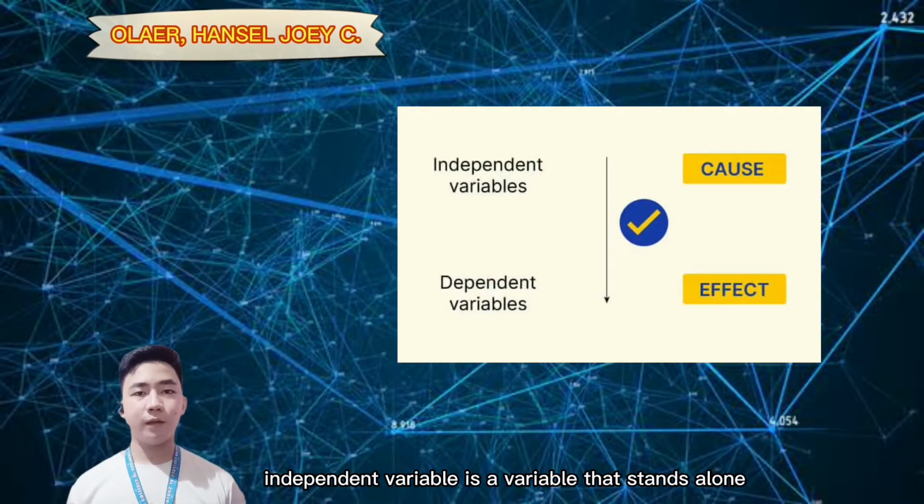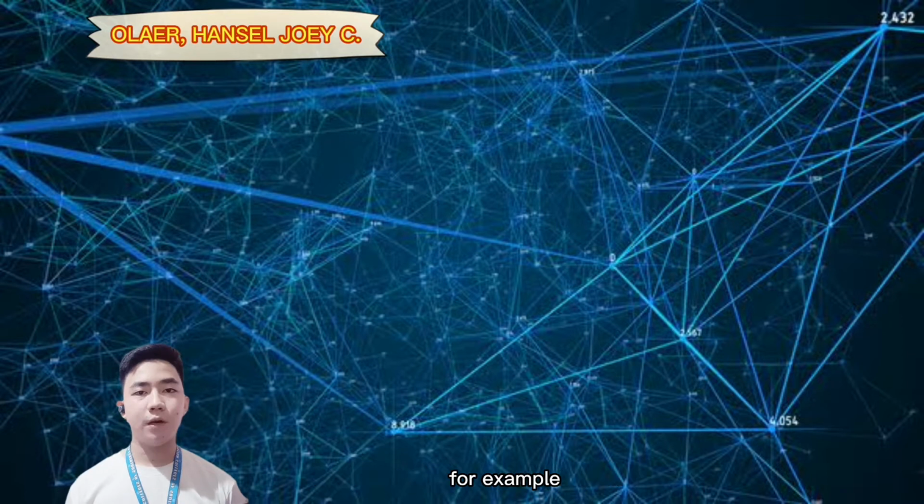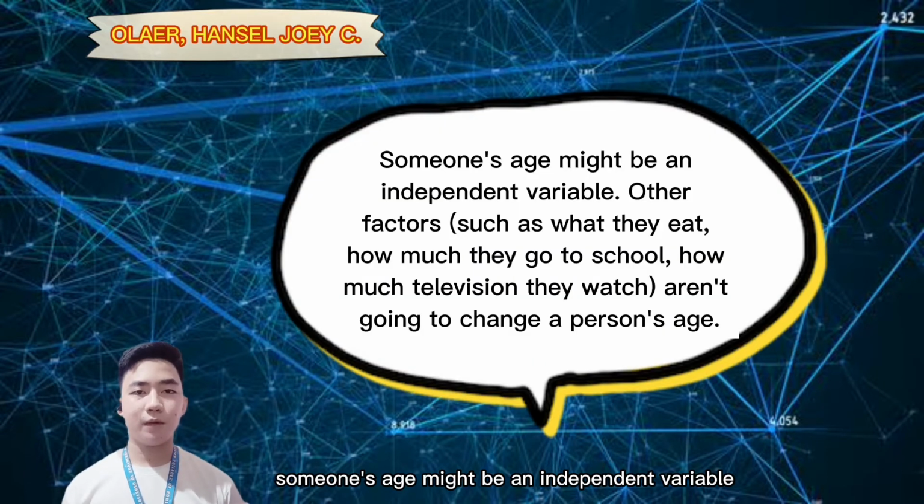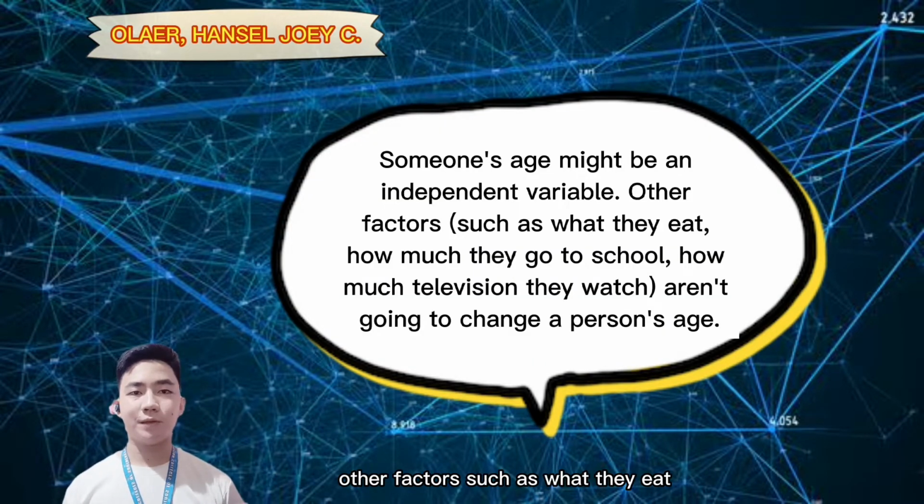An independent variable is a variable that stands alone and isn't changed by the other variables you are trying to measure. For example, someone's age might be an independent variable. Other factors such as what they eat, how much they go to school, or how much television they watch aren't going to change a person's age.